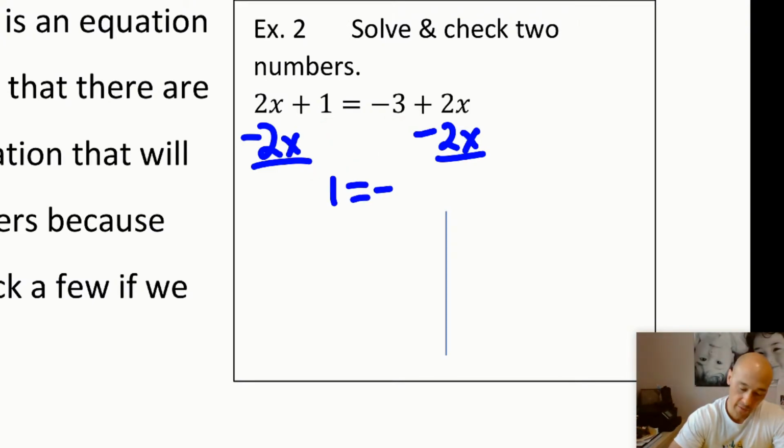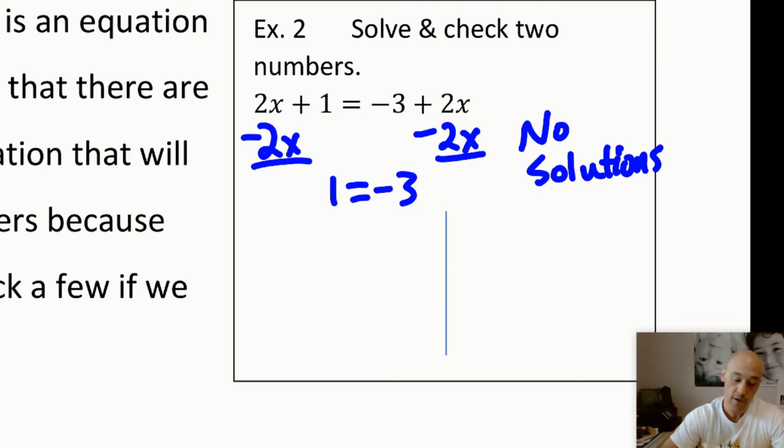1 equals -3. Does 1 equal -3? No, that's not true. So that means there are no solutions. That is our answer. No solutions to the equation. So now we're going to check two numbers. We're just going to check two numbers and see if they come out to be true. We can pick any numbers here. So let's see, I'm going to pick, how about 4?